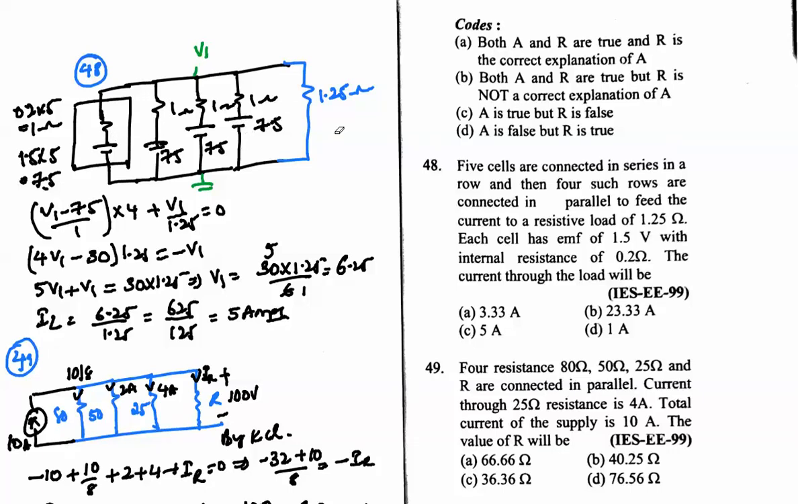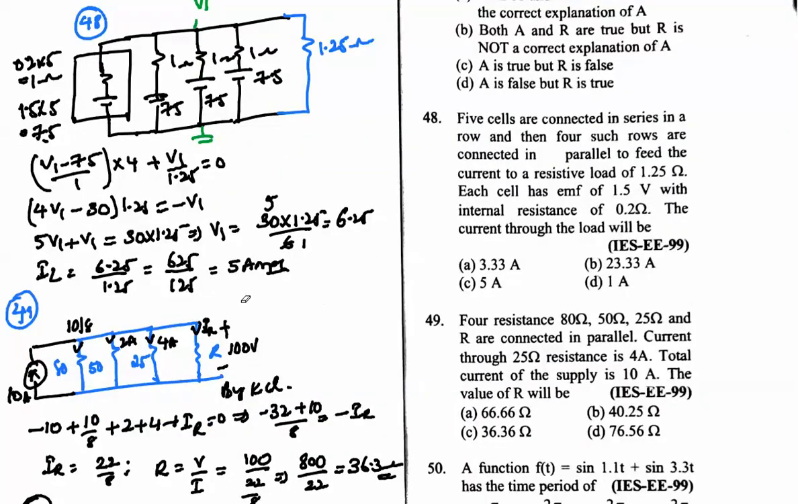Now the parallel combination is feeding the resistive load of 1.25 ohms here. Okay, now what we want to find, what is the voltage here? So from this voltage we will find, V is going to be 6.25 volts, but the given question is find the current through the load. So if you know the V value, from this V we can find IL is equal to V divided by R, we will get 5 amps.